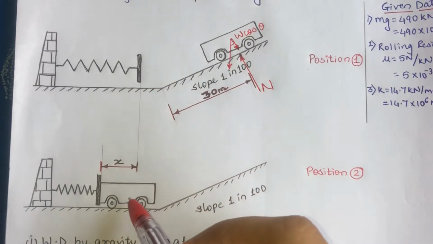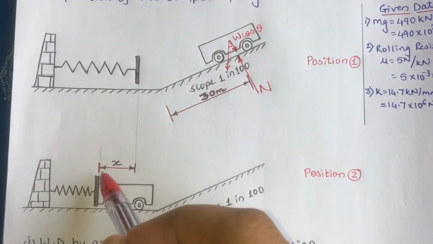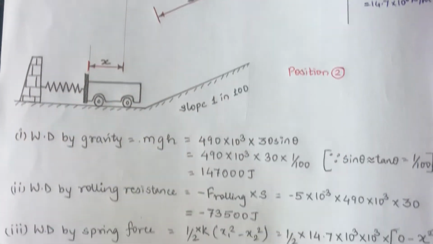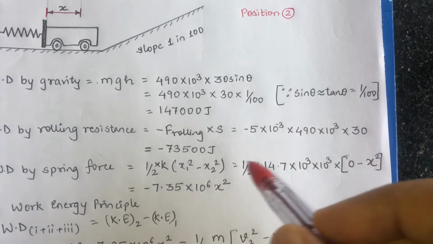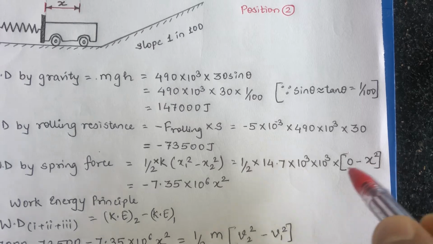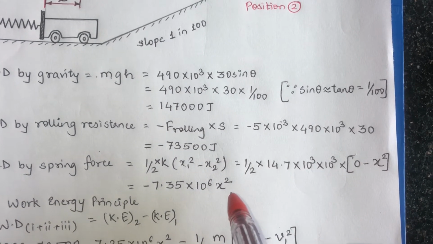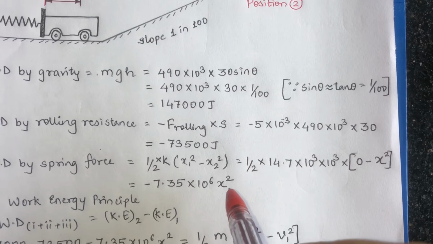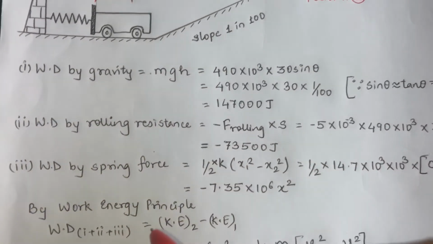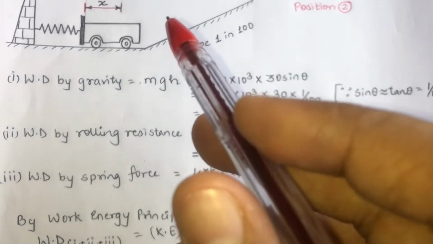Similarly, at position 2, there is a deformation in the spring of x, so here x2 will be taken as x square. If we solve this whole term, you'll be getting minus 7.35 into 10 to the power 6 x square. So these are all the work done which will be applicable for this particular diagram.